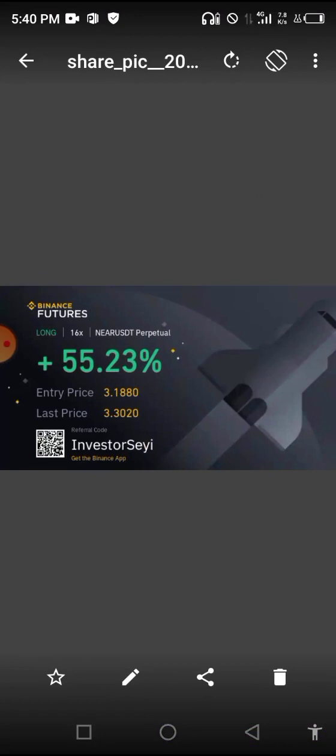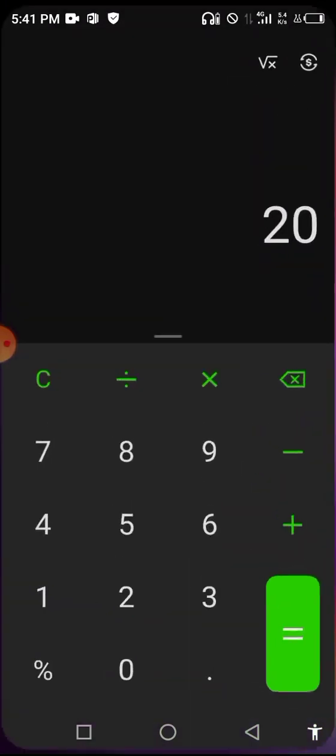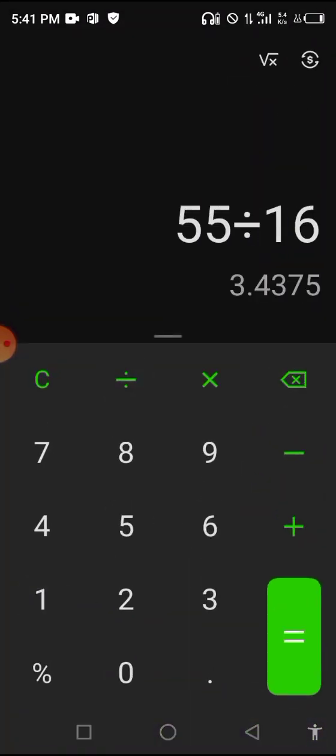What's the percentage move of the coin? 55 divided by 16 means the coin has just moved 3.43%. Do you understand? It is as simple as that. Let's check how much this one did. This is 20x, I'm on 20x, right? My profit here is 120% of my capital. So 120 divided by 20, this coin has moved 6%.